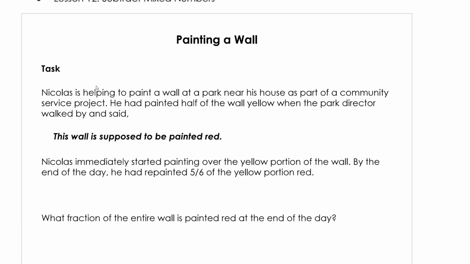Painting a wall. Task. Nicholas is helping to paint a wall at a park near his house as part of a community service project. He had painted half of the wall yellow when the park director walked by and said, "This wall is supposed to be painted red." Shootin', holy moly. Nicholas immediately started painting over the yellow portion of the wall. By the end of the day, he had repainted 5/6 of the yellow portion red. What fraction of the entire wall is painted red at the end of the day?